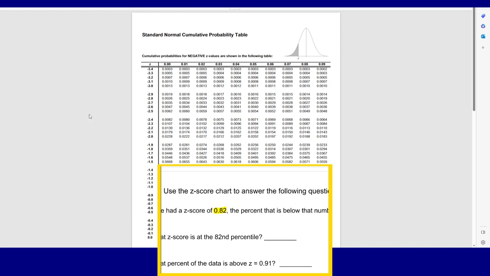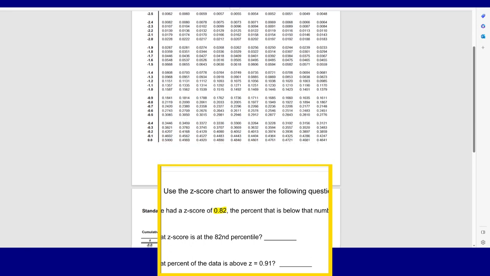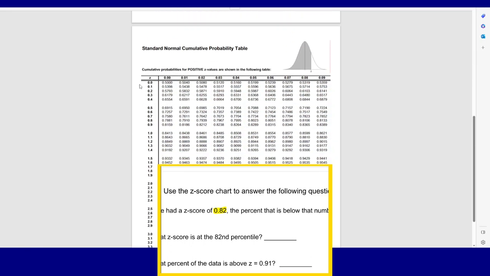So we go over to our table. The first half is our negative values up to 0, and then we go above, to the second part, and we're going to look for 0.82. I can see the 0.8, which is one part that I'm looking for, and in the hundredths column, 0.02. So I'm going to go to the middle and find where they meet.